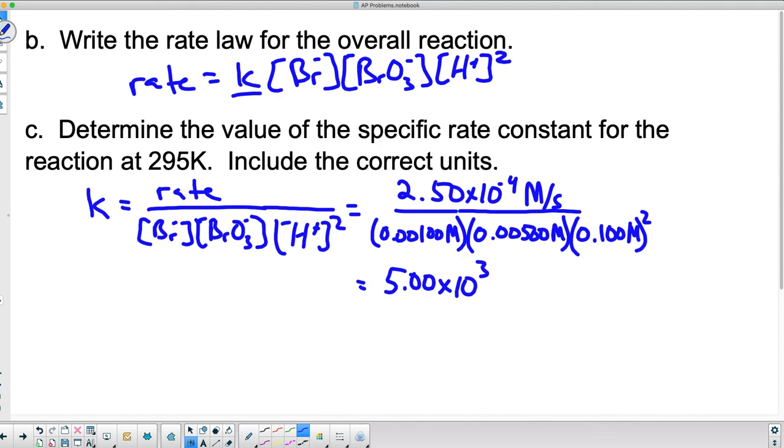So 5,000, and that's going to be, now I get rid of one of these like that, but this one's squared, so that still leaves 3. So you can put 1 over molarity cubed times seconds, or you can do like that with the correct units.